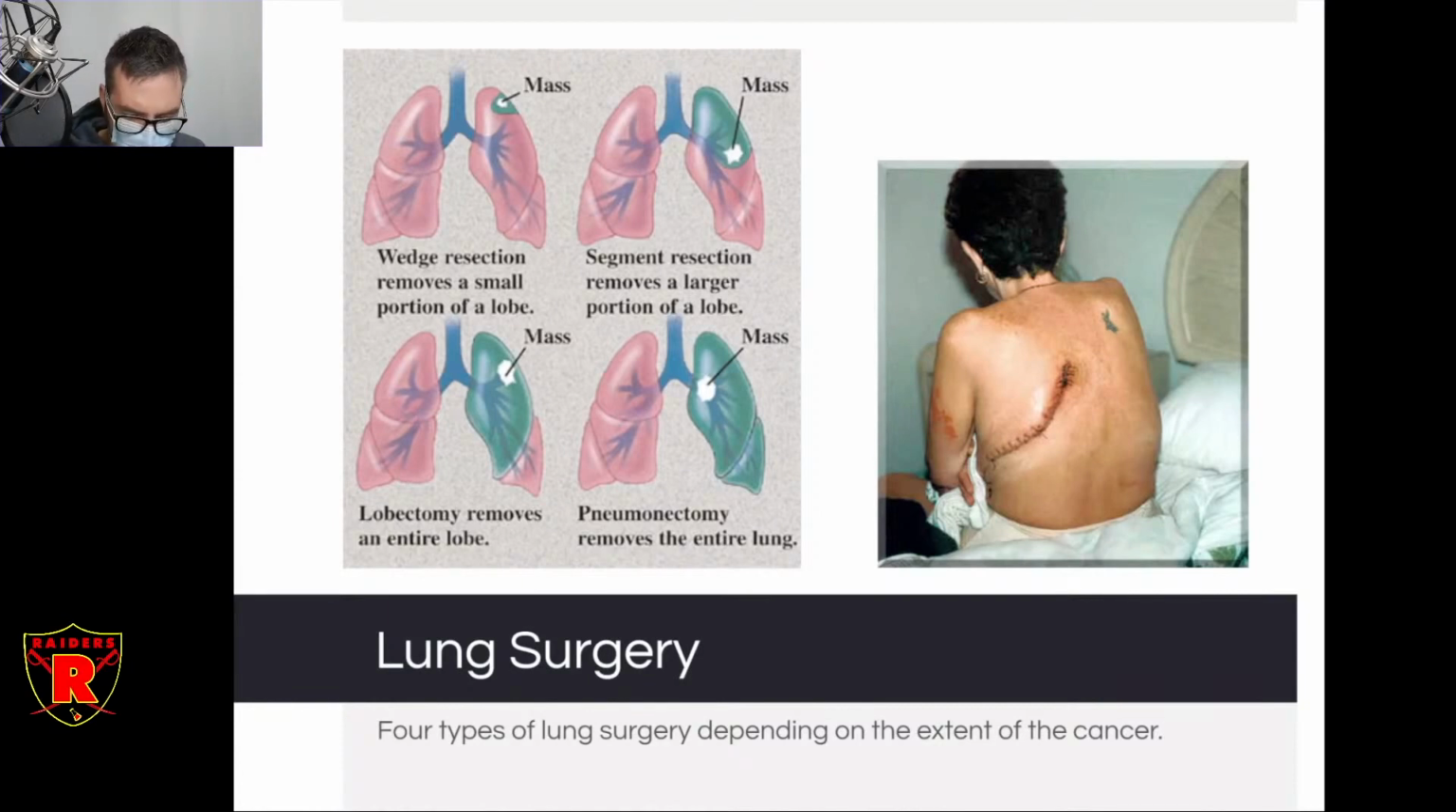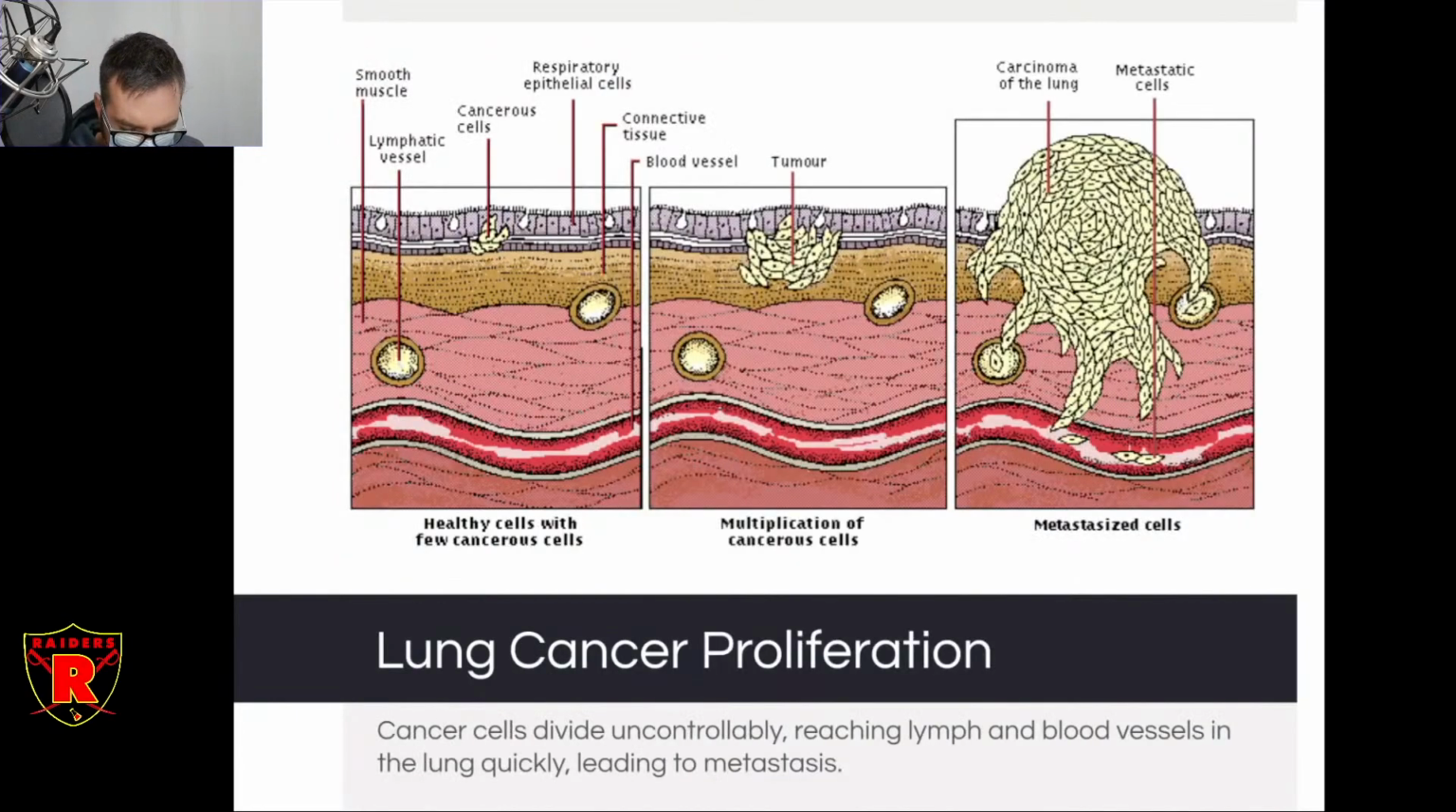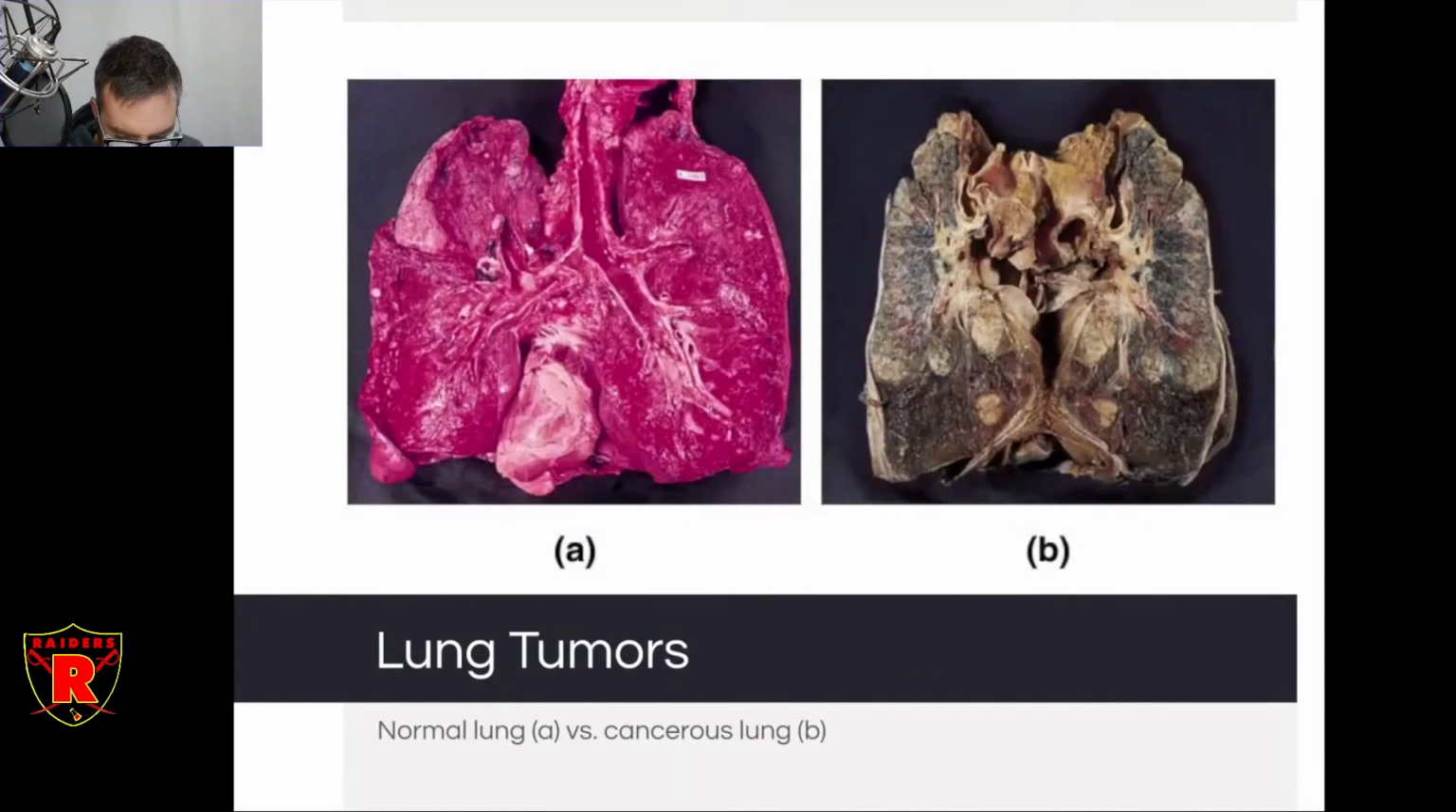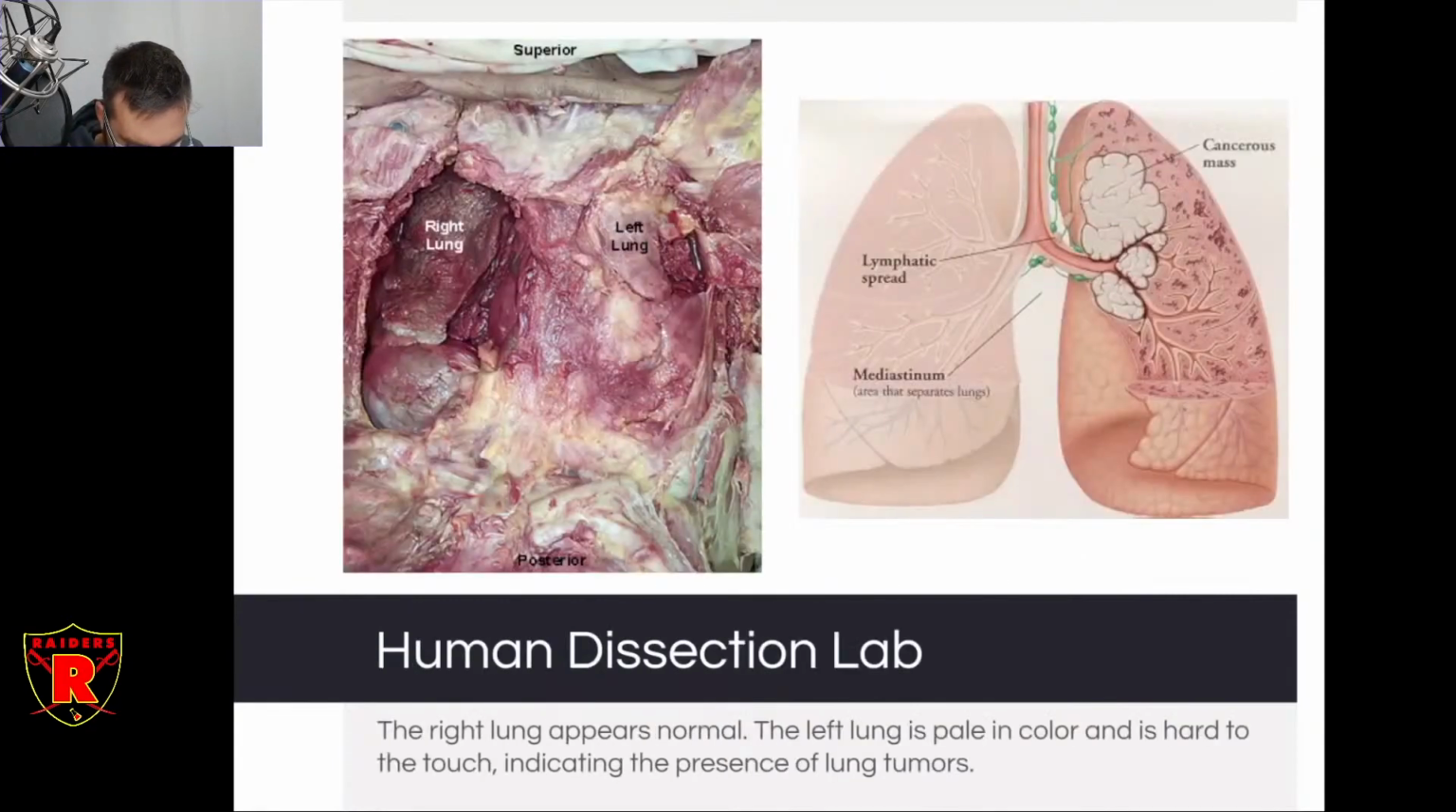This is an individual who's had part of their lung removed as part of a lung cancer operation. There are various ways that you can remove masses from the lungs depending on where they're located. I'm not going to get into too much detail there. We've already talked about what cancer is. There's a lung with some cancer on the right.